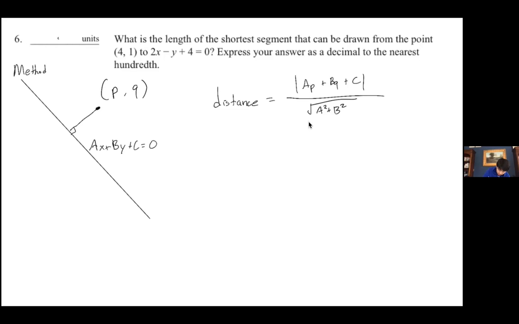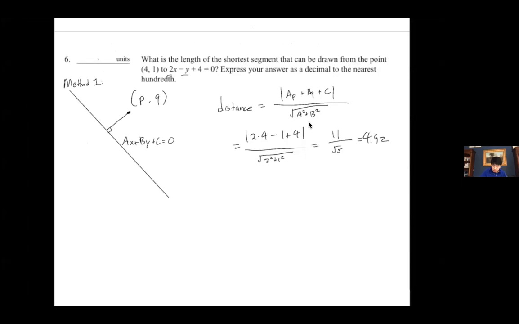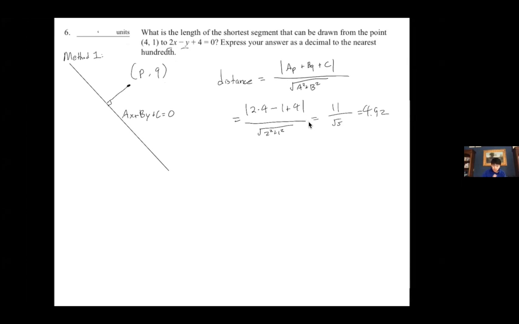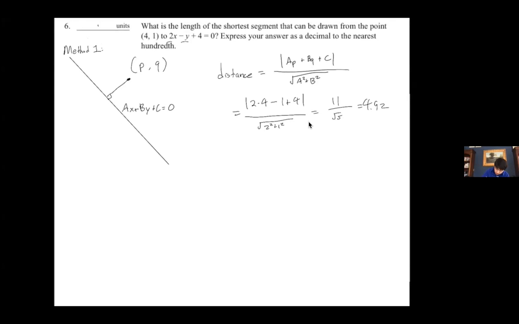Method 1 is you use this formula, which gives the distance. Plugging in, there's 4 minus 1 plus 4, all over the square root of 2 squared plus 1 squared, our coefficients. This equals 11 over root 5, which will give you your correct answer, 4.92. Alternatively, if you don't know this formula, it's still not the end of the world.